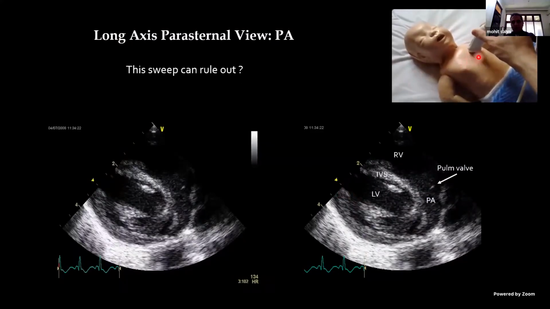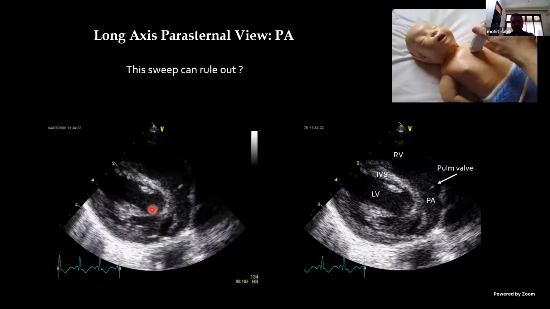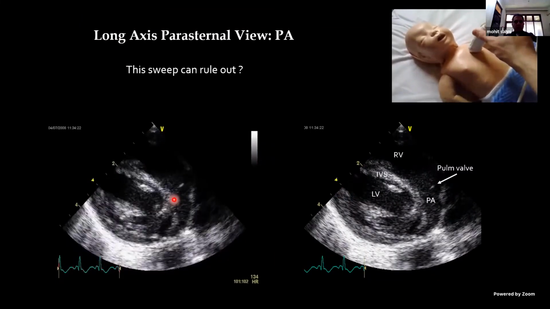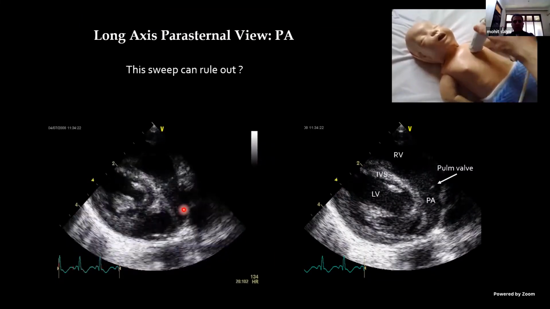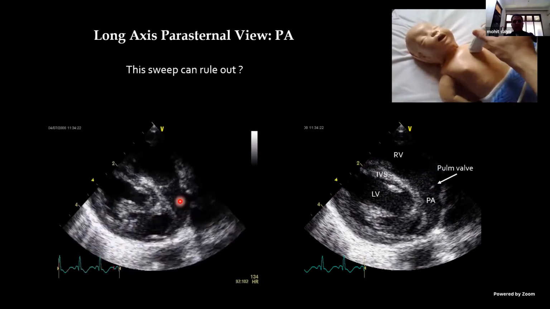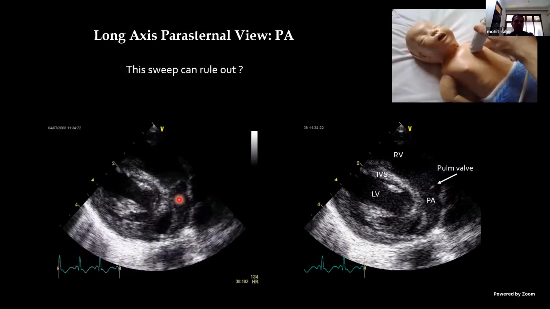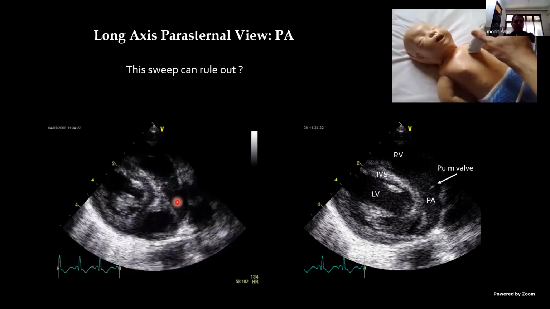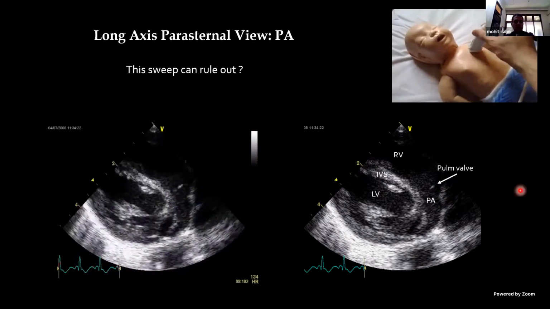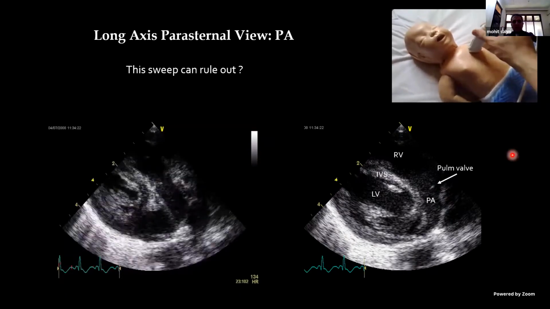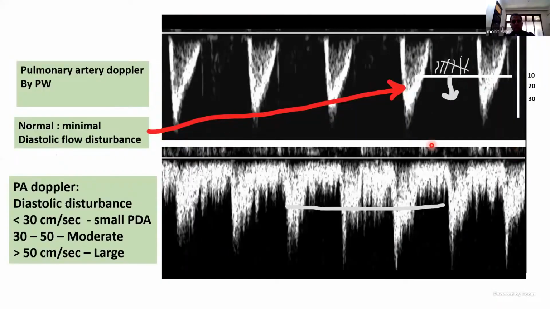Then in the same parasternal long axis view, if we sweep upwards, we get into the pulmonary artery view. So this is your pulmonary artery. We put our pulse wave Doppler here in the middle of this pulmonary artery, around 1 centimeter below the pulmonary valve, and do the Dopplers. When we do the Dopplers, this is the normal pulmonary artery flow. This is systolic flow, and you will have some diastolic flow here in between the two systolic peaks.